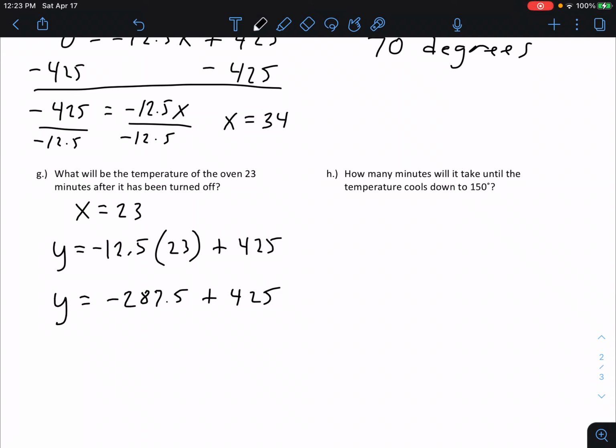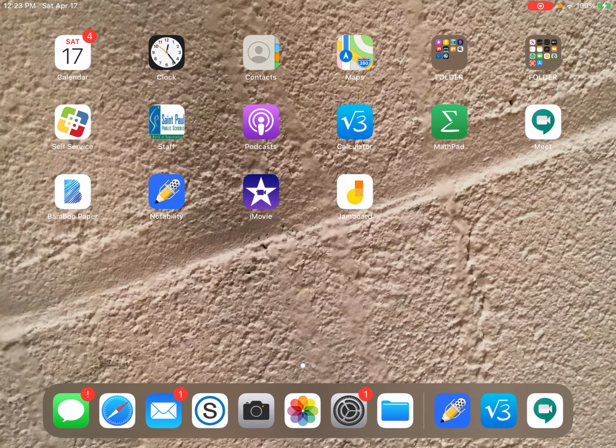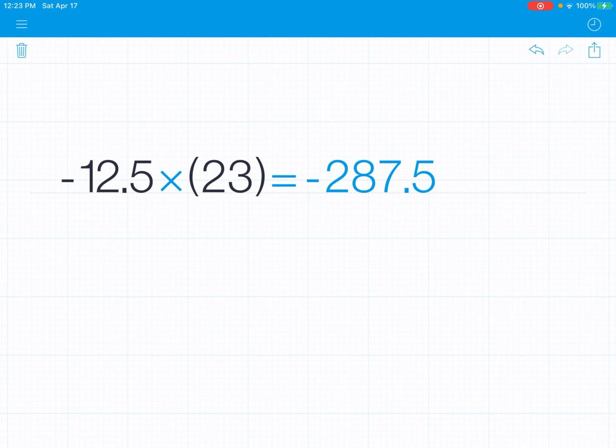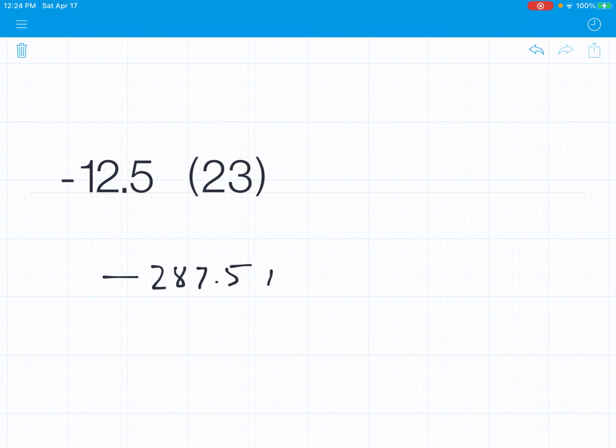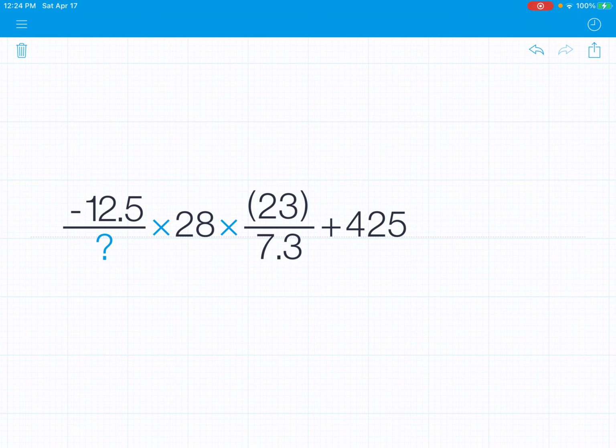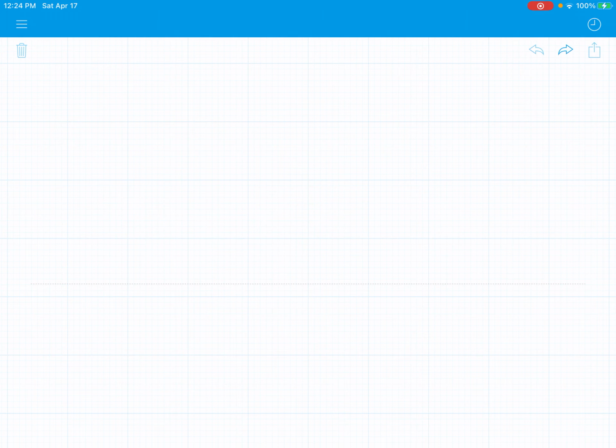Okay, and again, this is not the simplest addition. We're taking a negative number and adding a big positive number to it. So let's go back over here and use the calculator. I wonder if I can do this right here. Negative 287.5 plus 425. Will it allow it? Oh no, it doesn't allow me to do that. So here we've got to just go negative 287.5 plus 425.